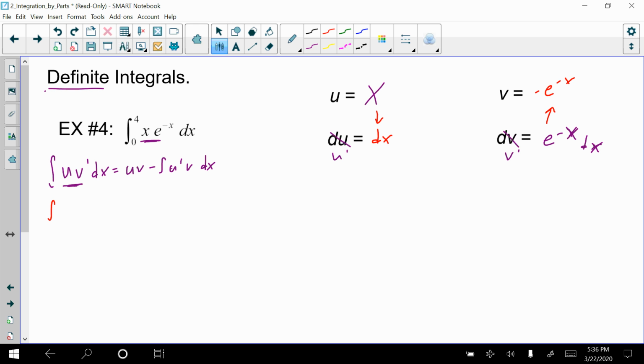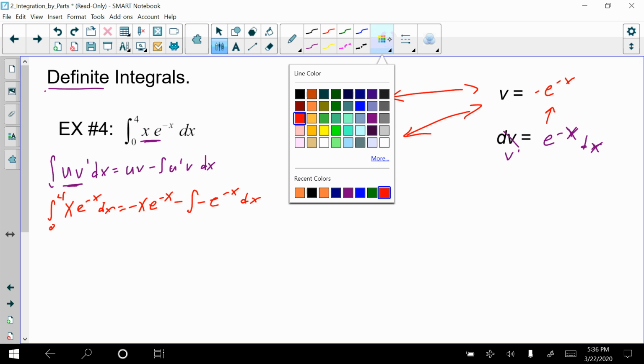So we have the integral from 0 to 4 of x times e to the negative x dx equal to, so now we start substituting, u times v. We'll multiply these two bits together, so that'll be negative x times e to the negative x minus the integral. The integral is going to be u prime times v, so these two bits multiplied together, so it'll be negative e to the negative x dx.